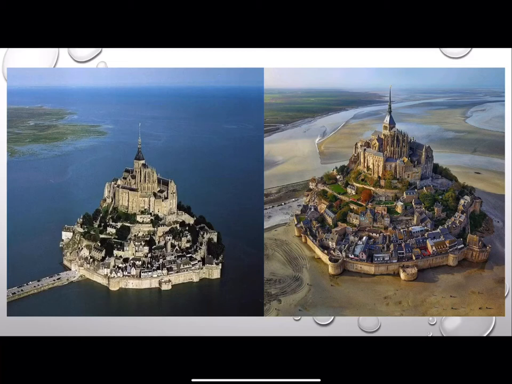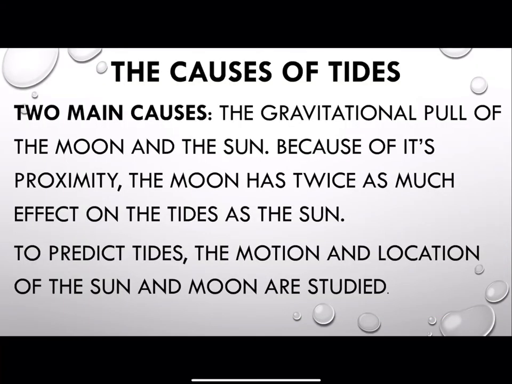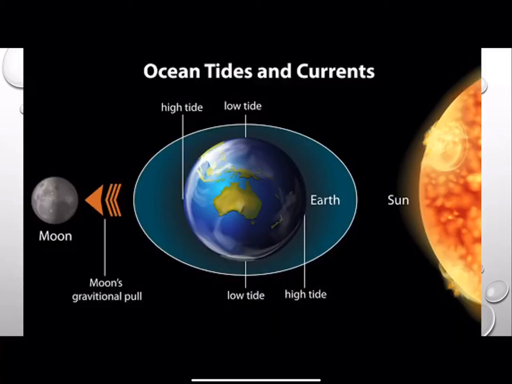Anyway, so there you have it, low tide and high tide at Mount St. Mitchell. We talked about the two main causes being the gravitational pull of the moon and the sun. And we talked about how the gravitational pull of the moon is the one that affects the tides the most, just because it is closer than the sun.